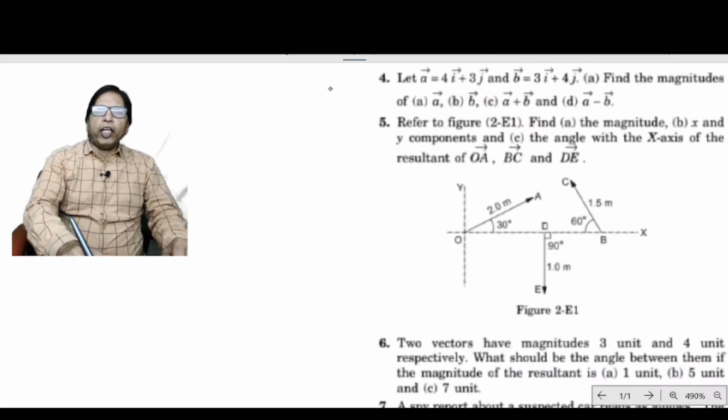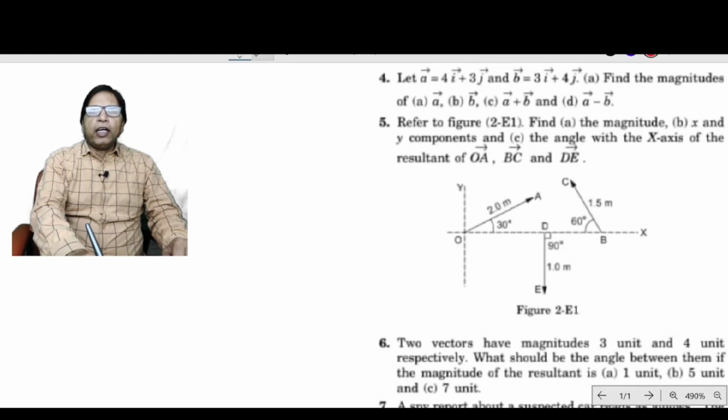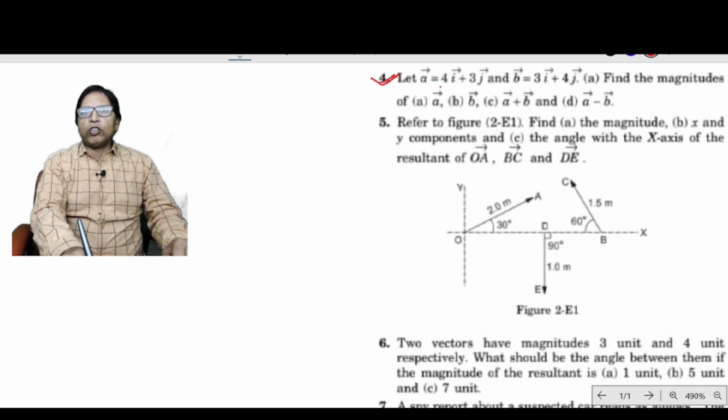Now, look at this numerical. This is a numerical from H.C. Verma. Let A equal to 4i cap plus 3j cap, B equal to 3i cap plus 4j cap. Find the magnitude of A vector, B vector, A vector plus B vector and A vector minus B vector.